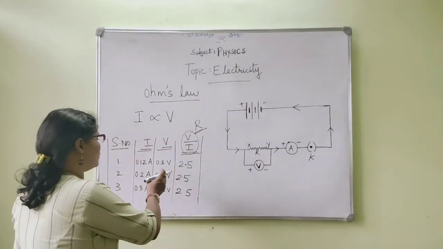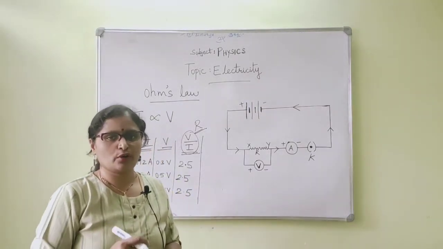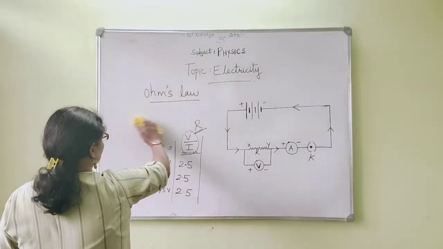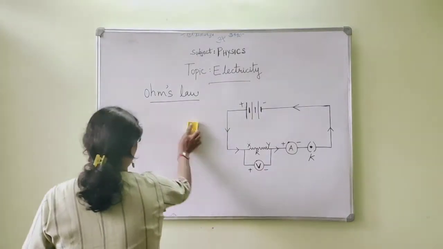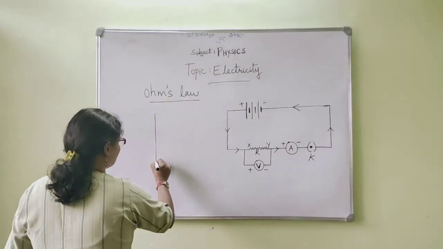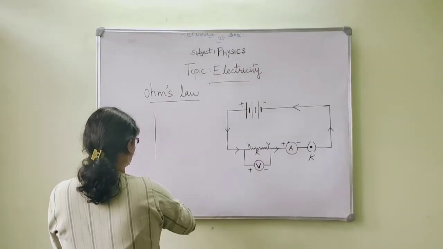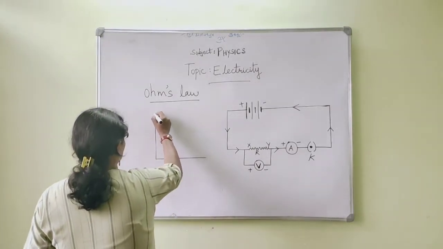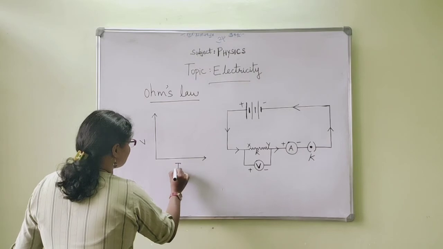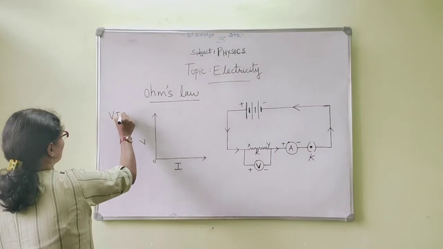Now, taking the set of the values of V and I, we can plot a graph. So let us see how to plot the VI graph. Basically, the potential difference is taken on the y-axis and current is taken on the x-axis. So this is the VI graph.